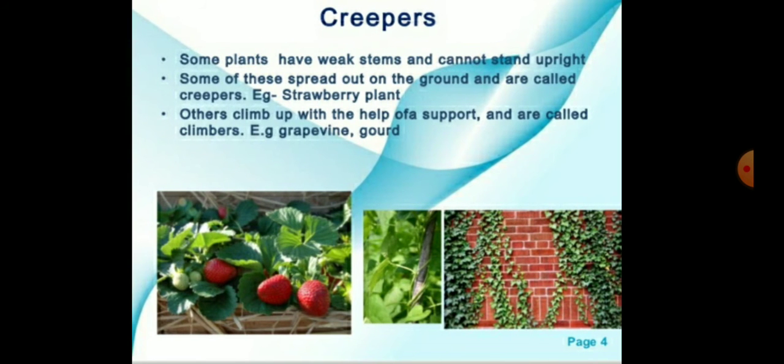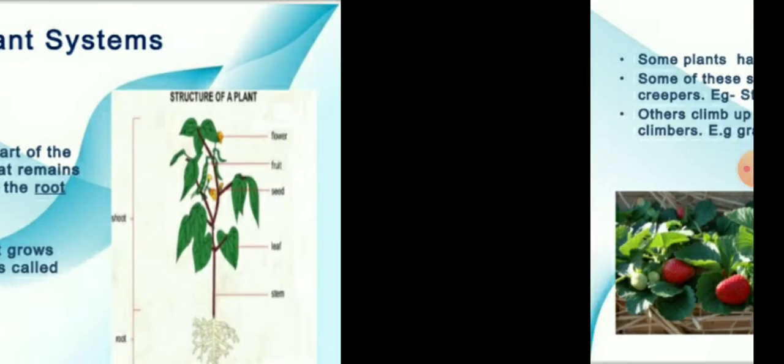Children, some plants are creepers and some are climbers because some plants have weak stems and cannot stand upright. Some of these spread out on the ground and are called the creepers. The example of the creepers is strawberry plant, and the other plants that have the weak stem and climb up with the help of a support are called the climbers. For example, money plant and grapevine are examples of the climbers.